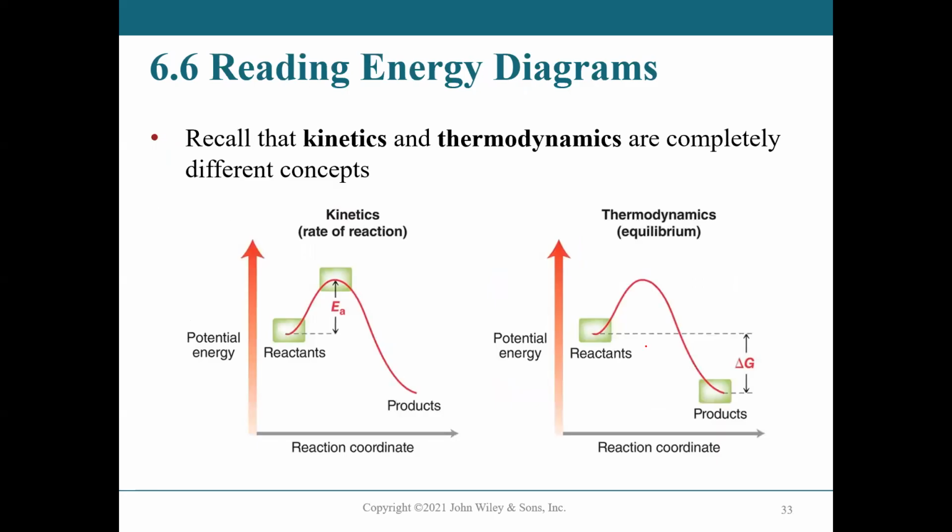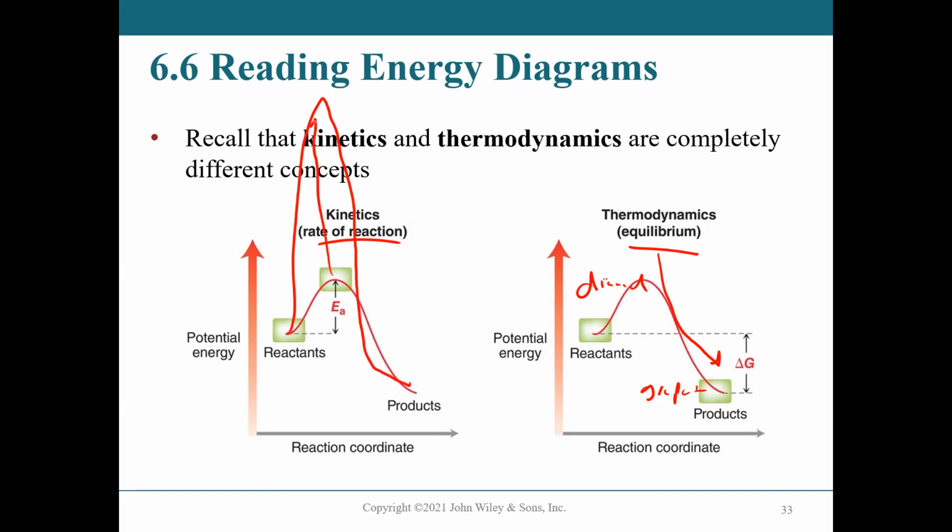So recall that kinetics and thermodynamics are completely different concepts. Kinetics is the rate of reaction. Thermodynamics asks: will the reaction even take place? We talked about diamond going to graphite. Yes, thermodynamically this is going to happen, where you have diamond here and graphite here, but kinetically it's not going to happen. The kinetics might look something like this, where we just have such a high barrier that it's not going to be kinetically favorable.